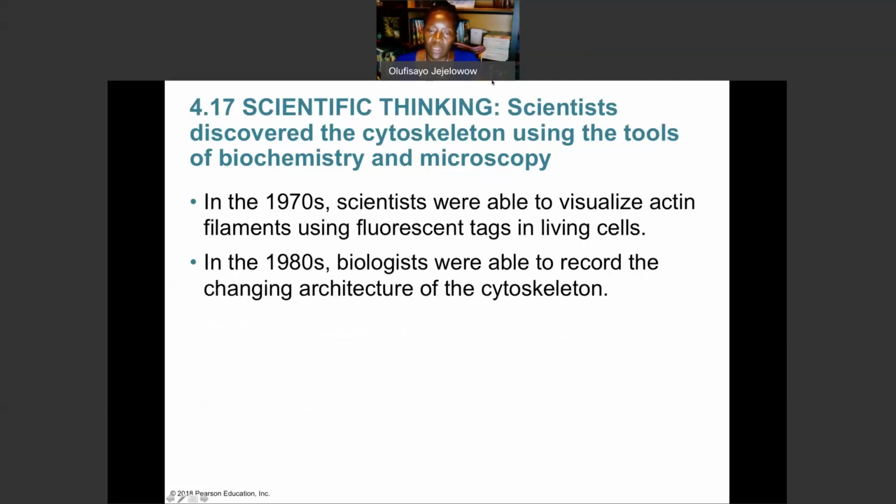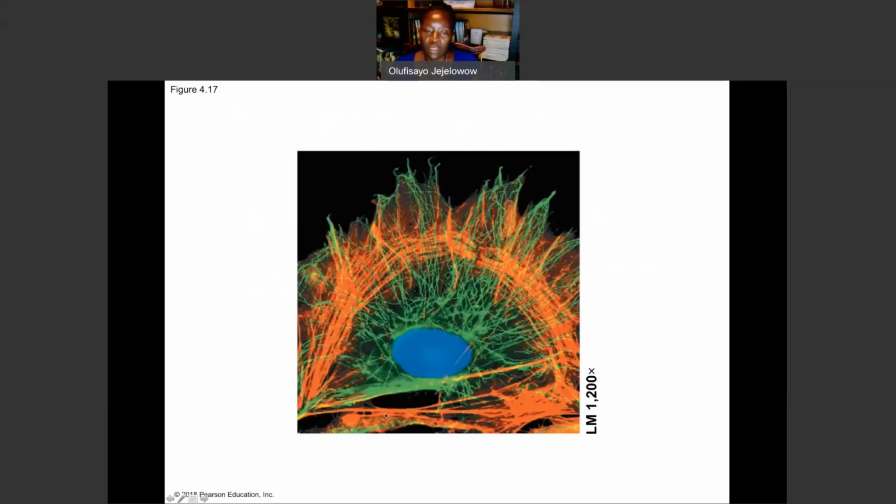In the 1970s, scientists were able to visualize actin filaments using fluorescent tags in living organisms. The use of fluorescent tags and fluorescence microscopy in living cells has really enabled us to further expand our knowledge of the dynamic nature of the cell. And in the 1980s, biologists were able to record the changing architecture of the cytoskeleton, the sliding action of the muscle cell. So this is a cell. You see members of the cytoskeleton around the nucleus by the cell membrane.